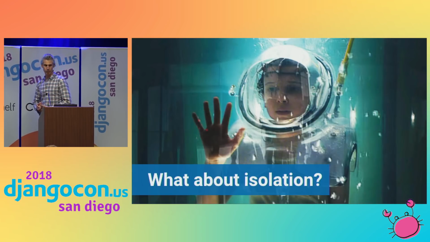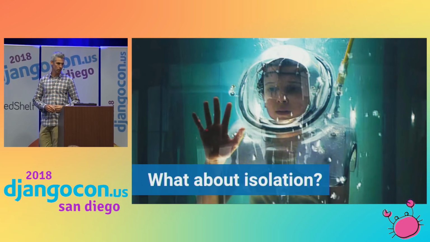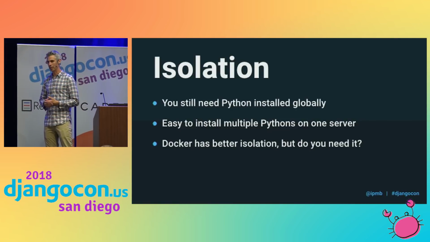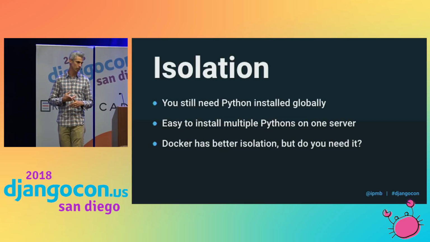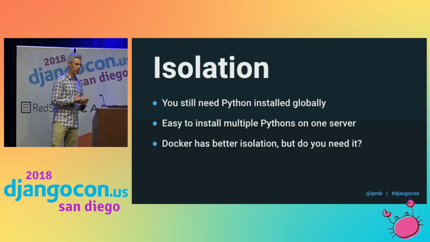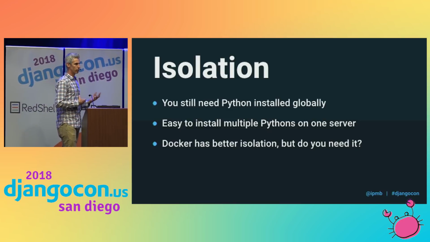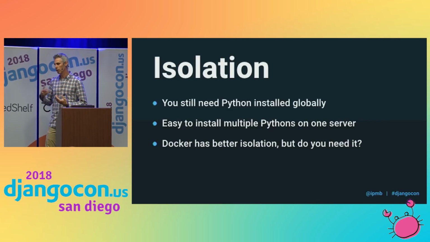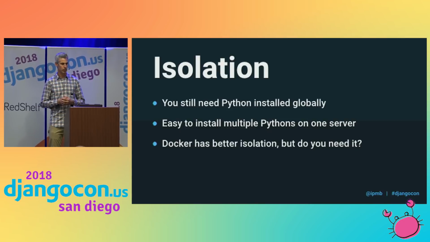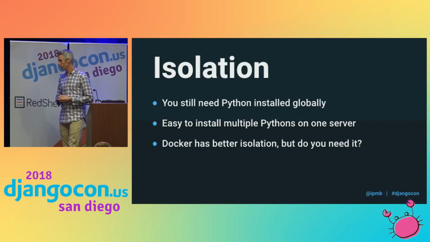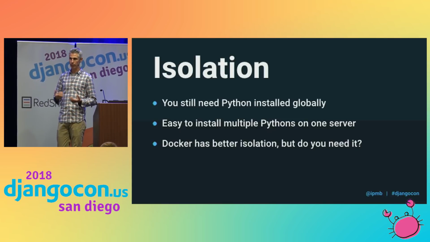Isolation, that was the other thing we mentioned was cool about Docker. So how do we handle that? I'll be frank, it's not as good. You still need to install Python globally. If you're using Python packages that are referencing libraries on the server, there's a chance you may need to install those. You don't need the development packages, but you may need the library itself if you don't have these wheels built for all your packages.